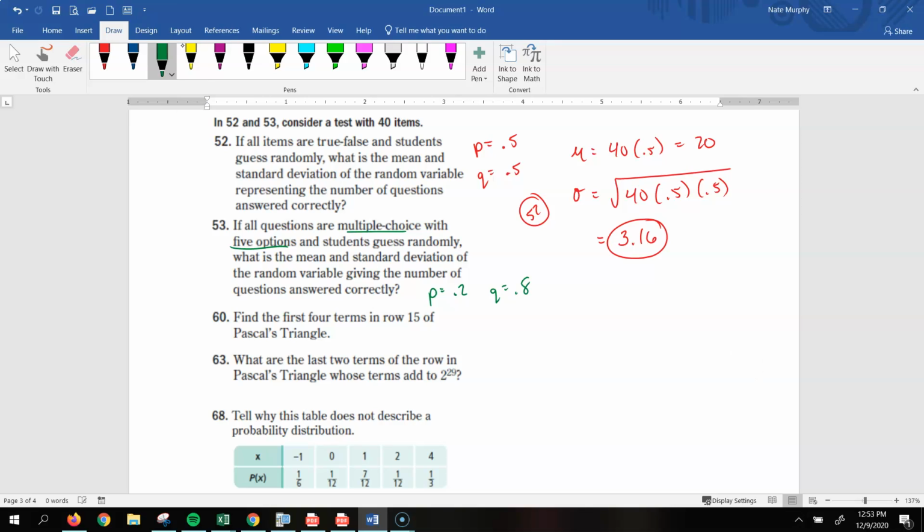So we're going to go through the same process. So to find the mean, we would take the number of trials, which is 40, times the probability of a success, which is 0.2. And when you do that, you end up getting 8 as your answer. And then to find the standard deviation, we're going to take the square root of 40 times 0.2 times 0.8. And when we do that, we get 2.53 as our answer.